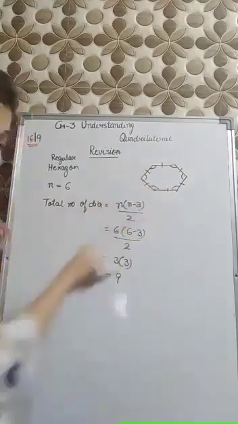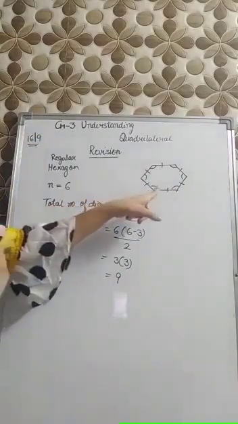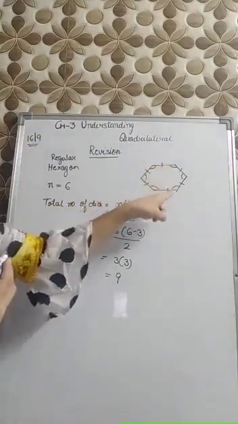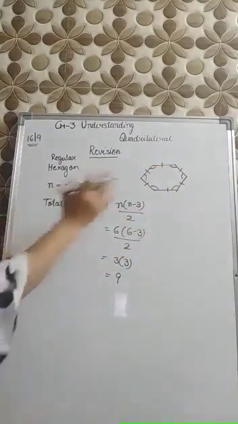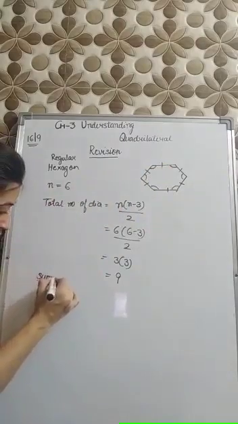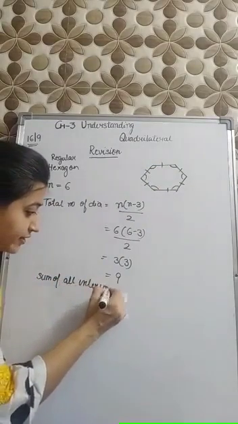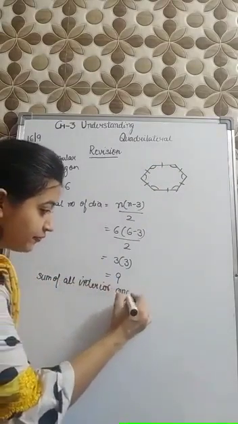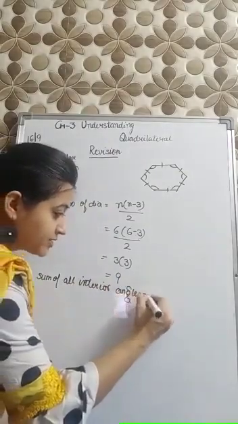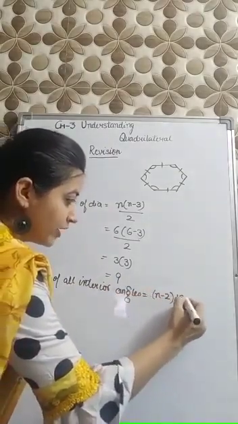So let's discuss the next formula for this same figure. Now, for finding the total sum of all the angles of a regular hexagon, we have the formula: sum of all interior angles is given by n minus 2 into 180.